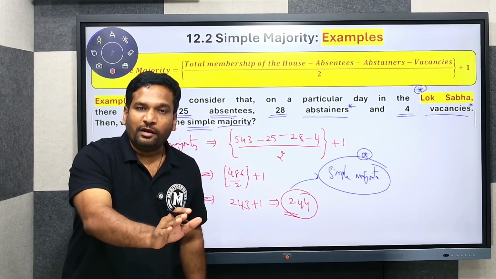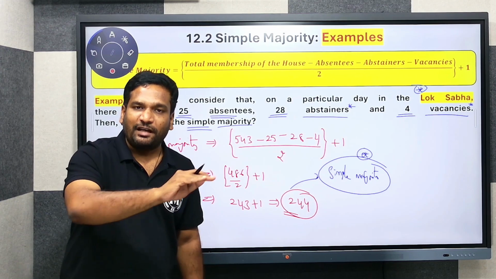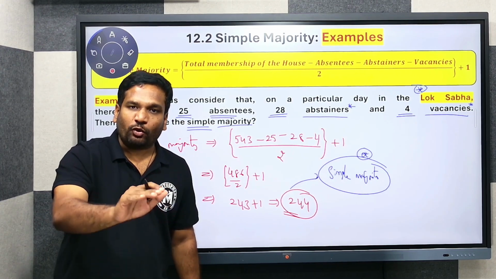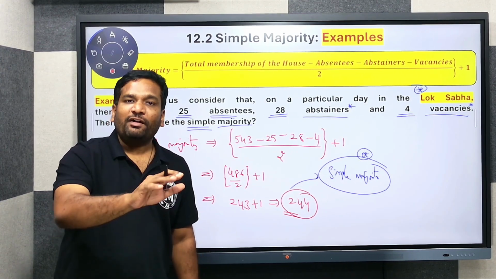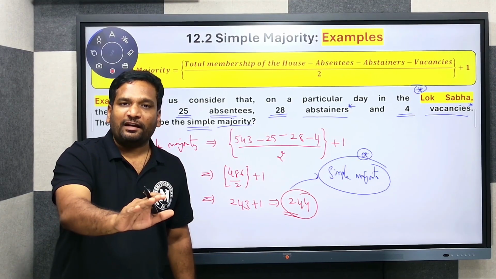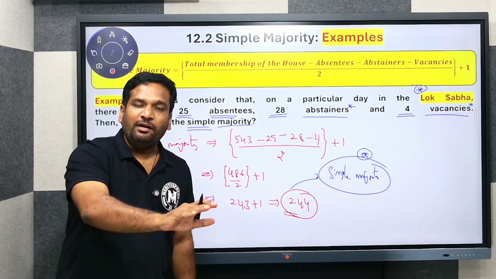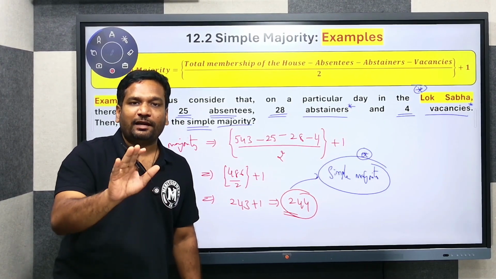Members present and voting. And we have to take the majority of the members present and voting. So we have to divide the members present and voting by 2 and add 1. Whenever this division results in a decimal value, we have to neglect the decimal value and take only the whole number. We have to add 1 to the whole number. Then we will get the majority of the members present and voting.